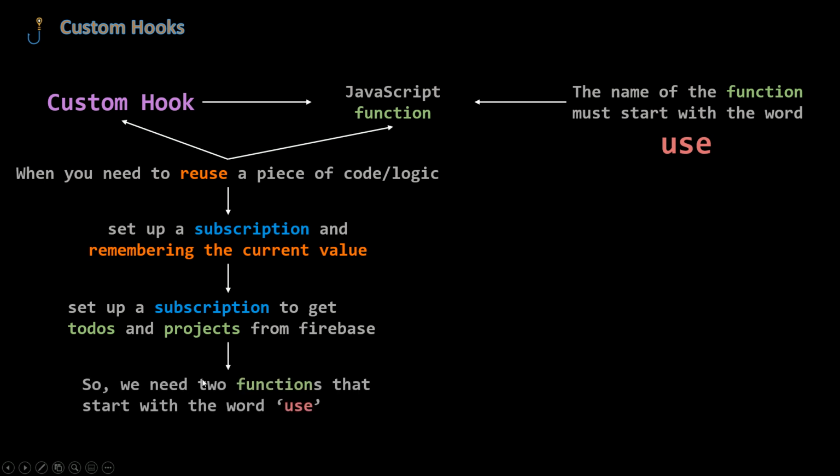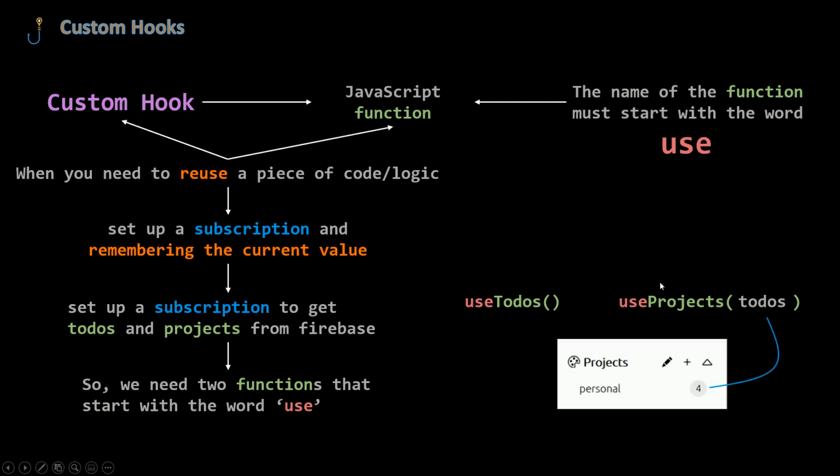Now we need two functions that start with the word use. The first one is going to be useTodos and the second one is going to be useProjects. useProjects will take in a parameter, to-dos. Why? Because we need to do some calculations there to know the number of to-dos for a given project. The useTodos hook doesn't need any parameters.